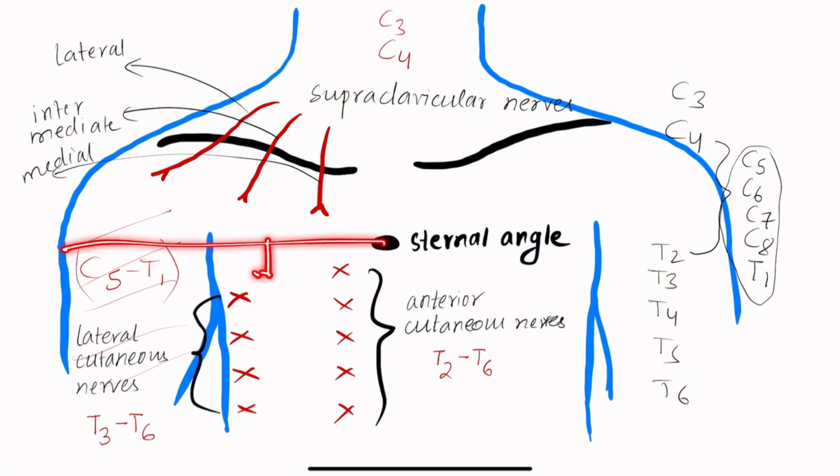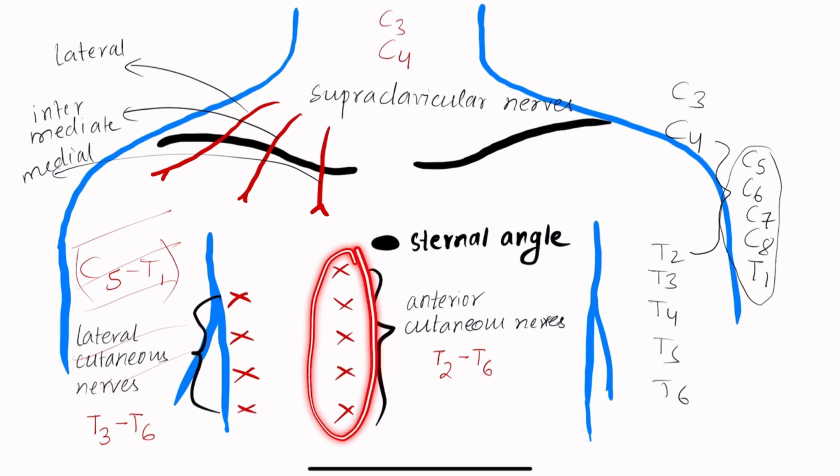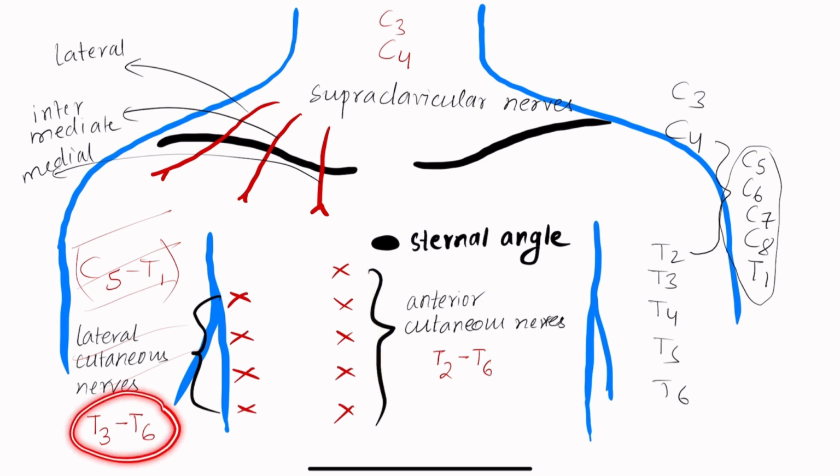Below the sternal angle, T2 till T6 spinal nerves give off anterior cutaneous branches that supply the anterior region of the pectoral region, and T3 till T6 give lateral cutaneous branches that supply the lateral region of the pectoral region. Now here's the thing.